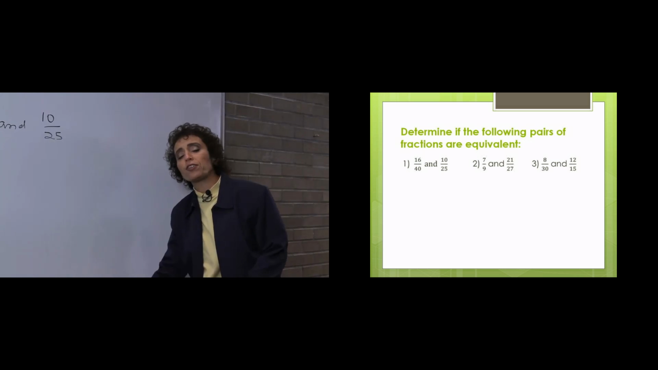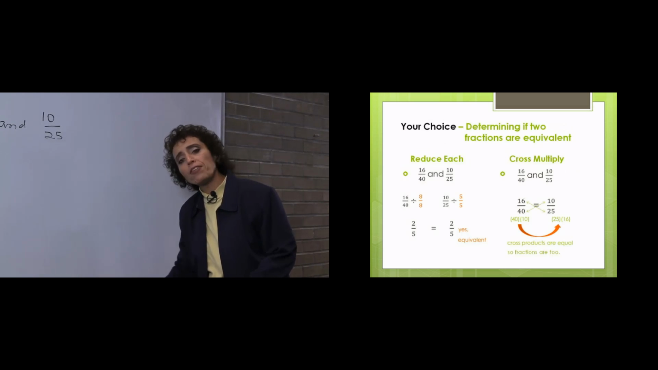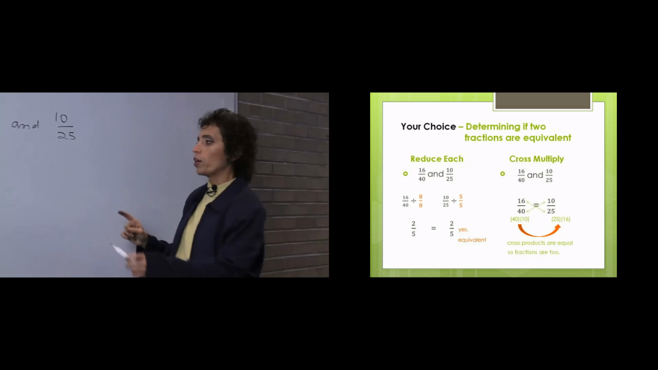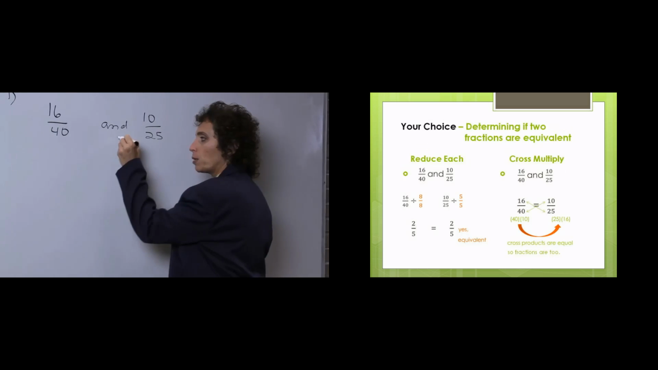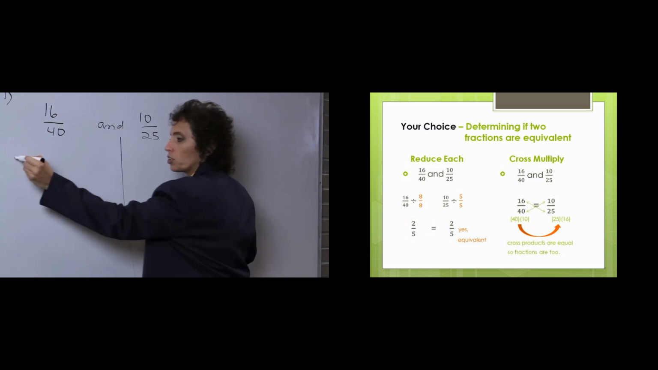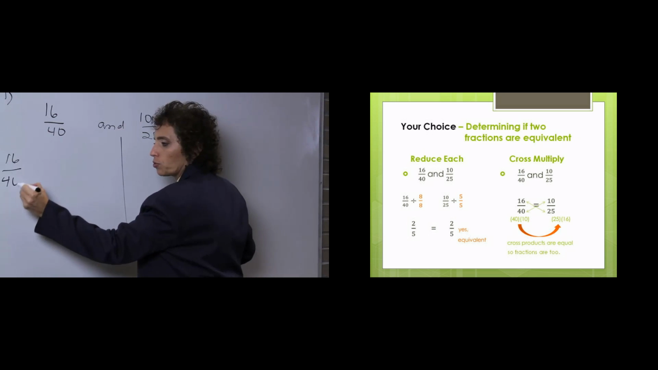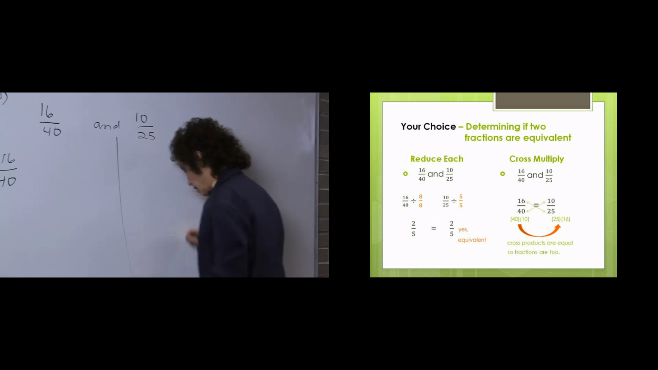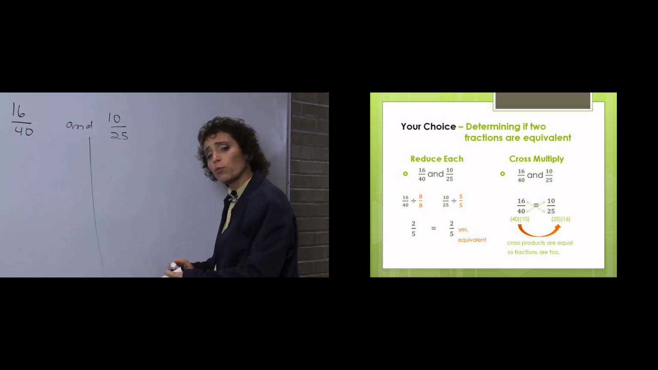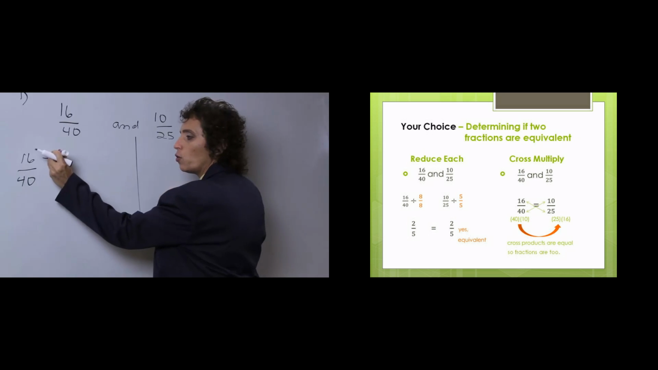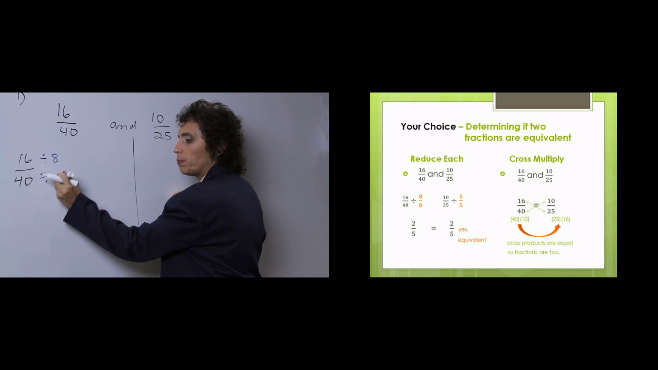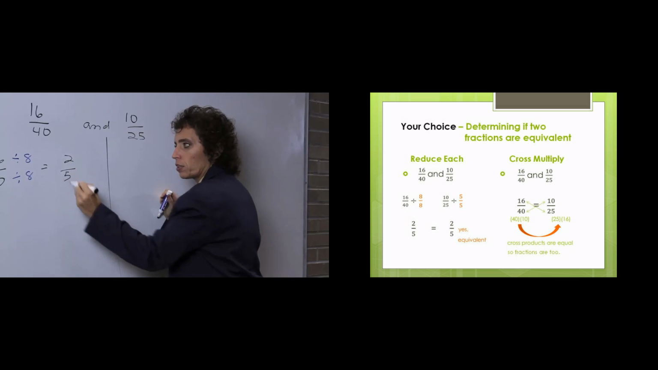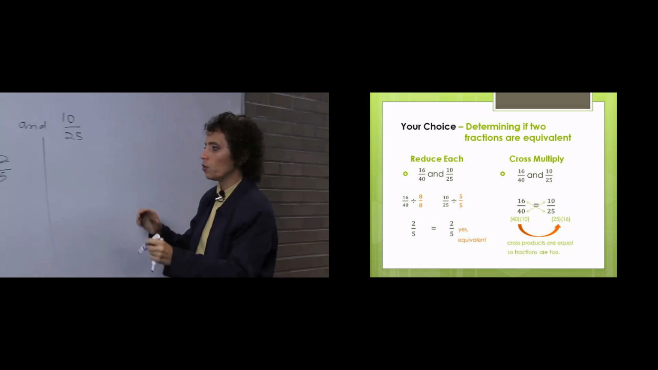So there's 2 methods for this, method 1 and method 2. Method 1 says reduce both fractions. So that's what we're going to do. We're going to take 16/40ths. I'm going to make a line here. We're going to take 16/40ths and we're going to reduce this fraction. Okay, so let's divide top and bottom by 8. Remember, we're dividing the whole fraction by 1, but dividing top and bottom by 8. That would be 2/5.